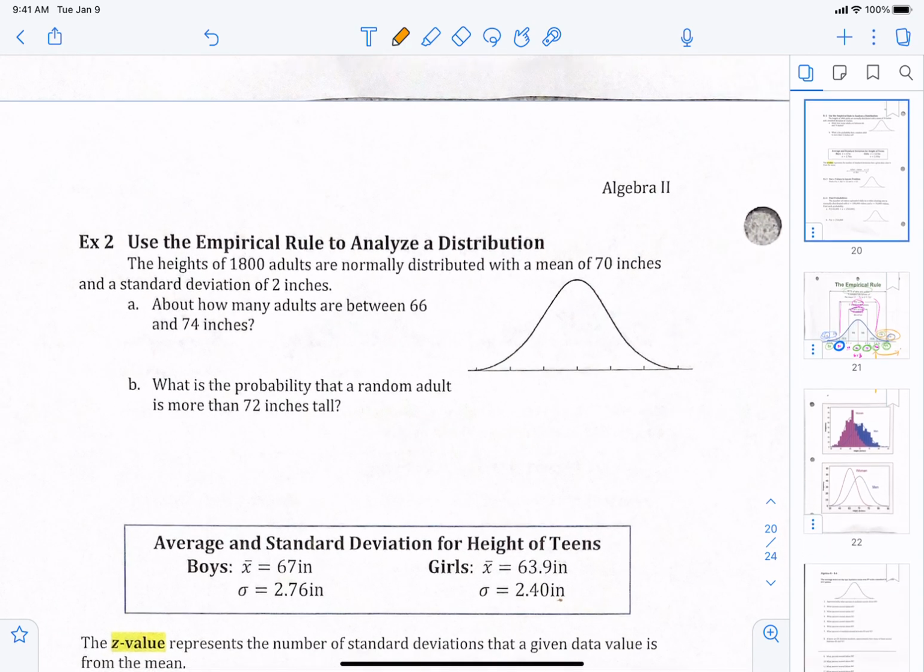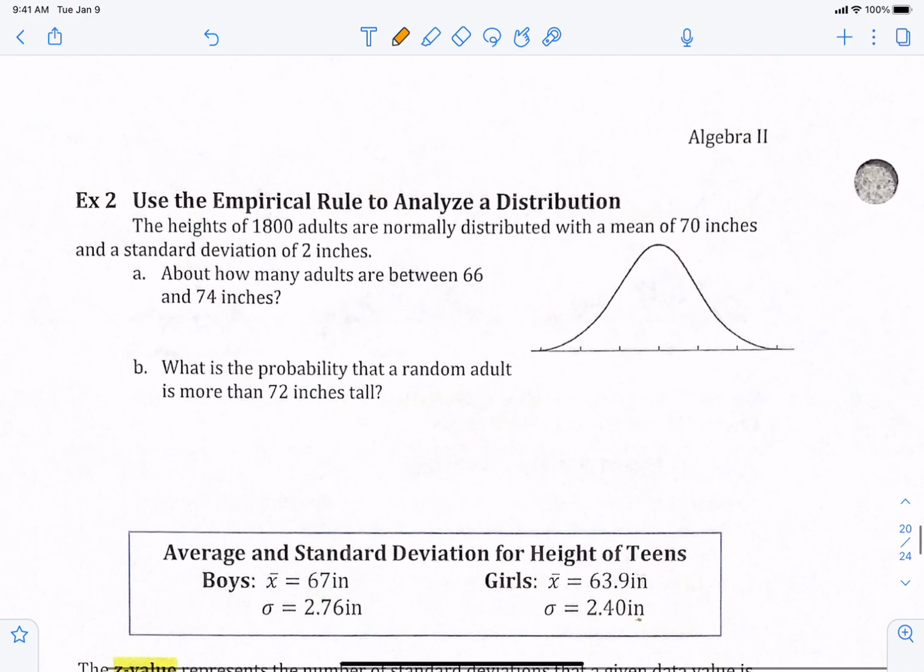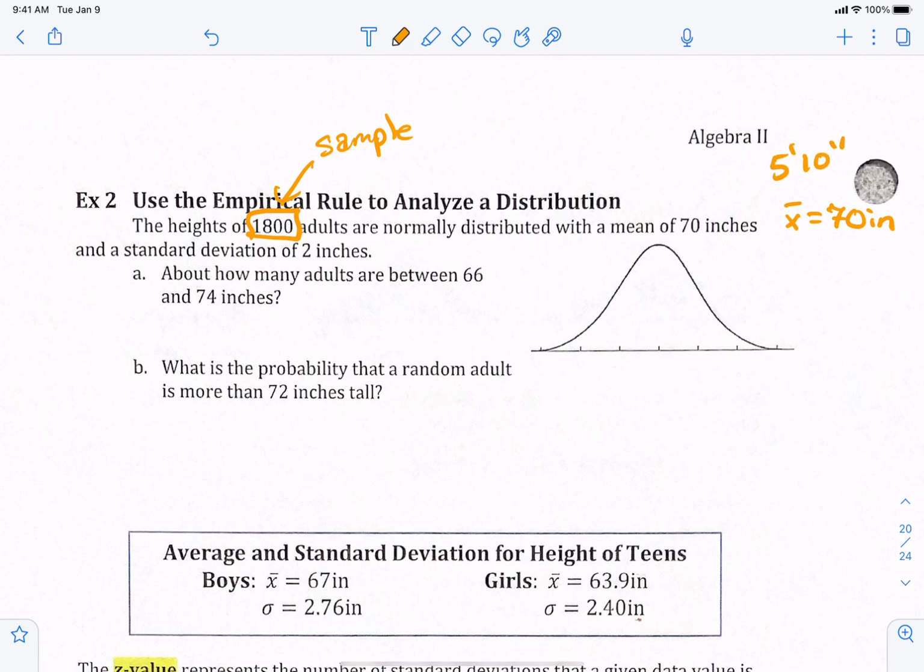This is the last example, and then I'll give you your homework. The heights of 1,800 adults. That's how many people are in my sample. Normally distributed with a mean of 70 inches for their height. How tall is 70 inches? 5 foot 10 inches. That's how tall 70 inches is.